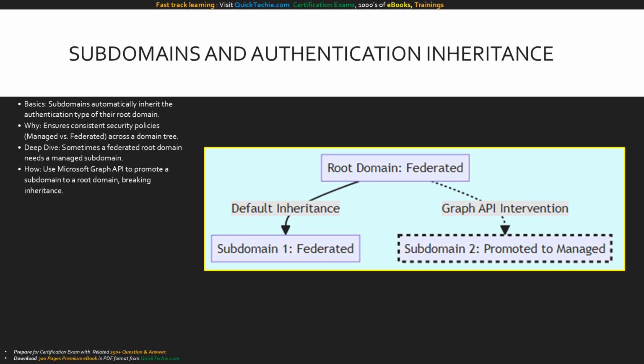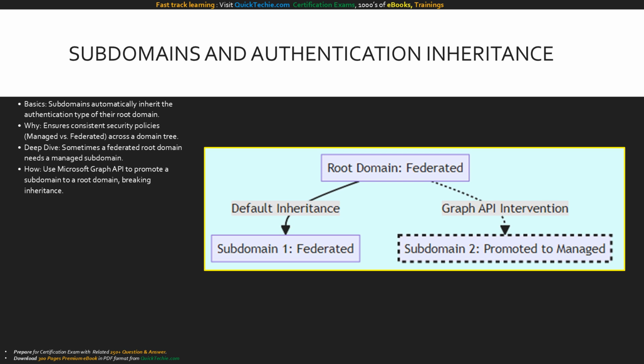Now for a deep dive into advanced domain management, handling subdomains and authentication types. When you add a root domain like contoso.com to Entra ID, any subdomain you add later, such as child.contoso.com, automatically inherits the authentication settings of that root domain. If your root domain is set to federated, meaning it relies on an on-premises Active Directory Federation Services infrastructure for login, your subdomain will also be forced into a federated state.